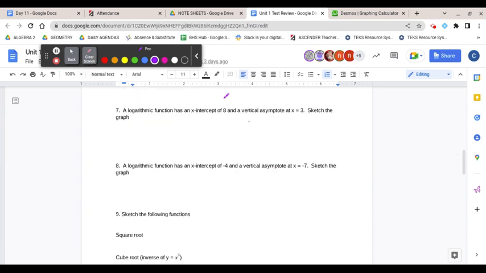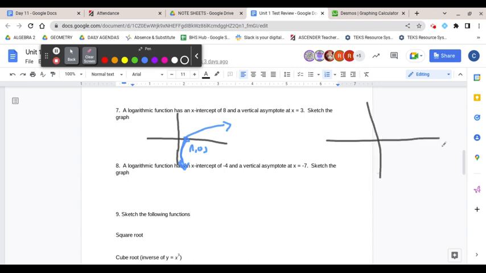A logarithmic function has an x-intercept of 8 and a vertical asymptote at x equals 3. Looking at our parent logarithmic function, it looks something like this, where we have an x-intercept at 1. So (1, 0) is our x-intercept, and then we have an asymptote right there at the y-axis. That's a parent logarithmic function, our y equals log base 2 of x.